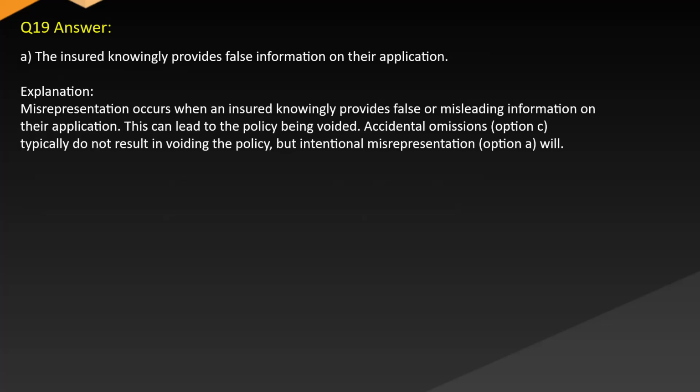Answer A. The insured knowingly provides false information on their application. Explanation. Misrepresentation occurs when an insured knowingly provides false or misleading information on their application. This can lead to the policy being voided. Accidental omissions, option C, typically do not result in voiding the policy, but intentional misrepresentation, option A, will.